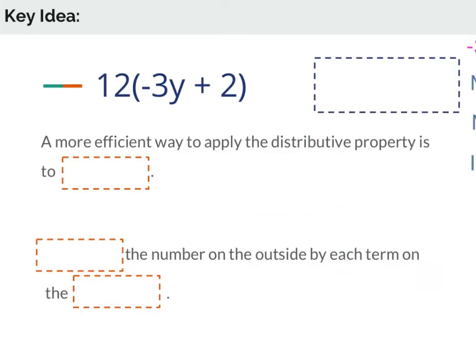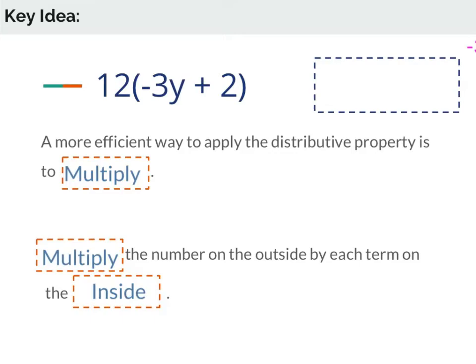In this one, I've got 12 outside the parentheses, minus 3y plus 2. I know that that 12 outside means that I have 12 groups of this. But there's got to be a faster way than writing out negative 3y 12 times. And good news, luckily there is. There's a more efficient way to apply the distributive property, and that more efficient way is to multiply. This means that we're going to multiply the number outside by each term on the inside.